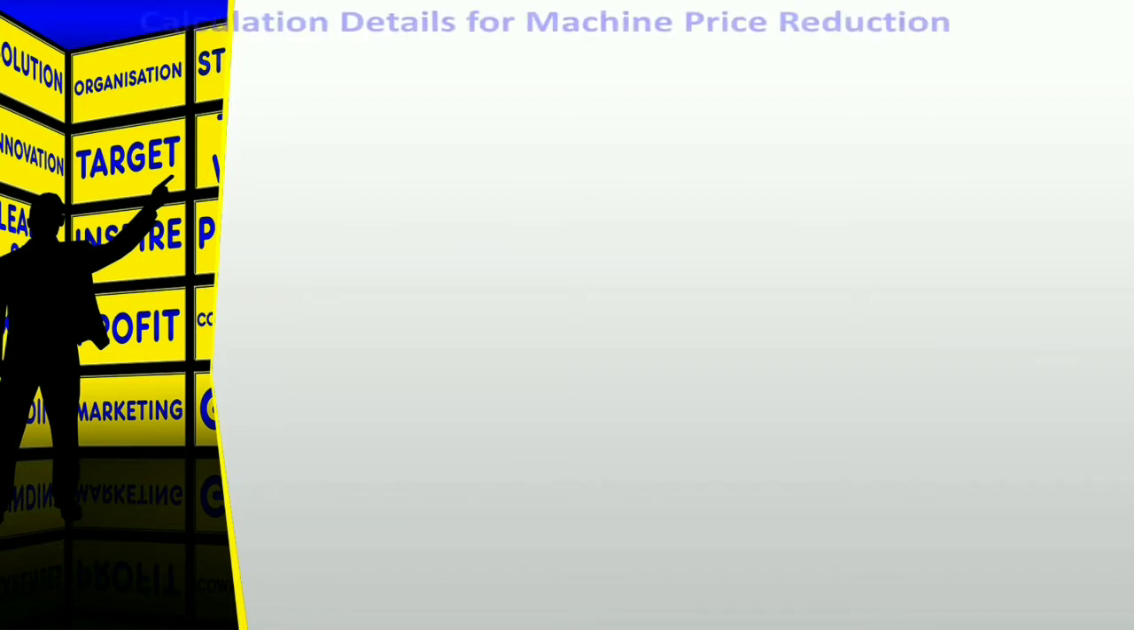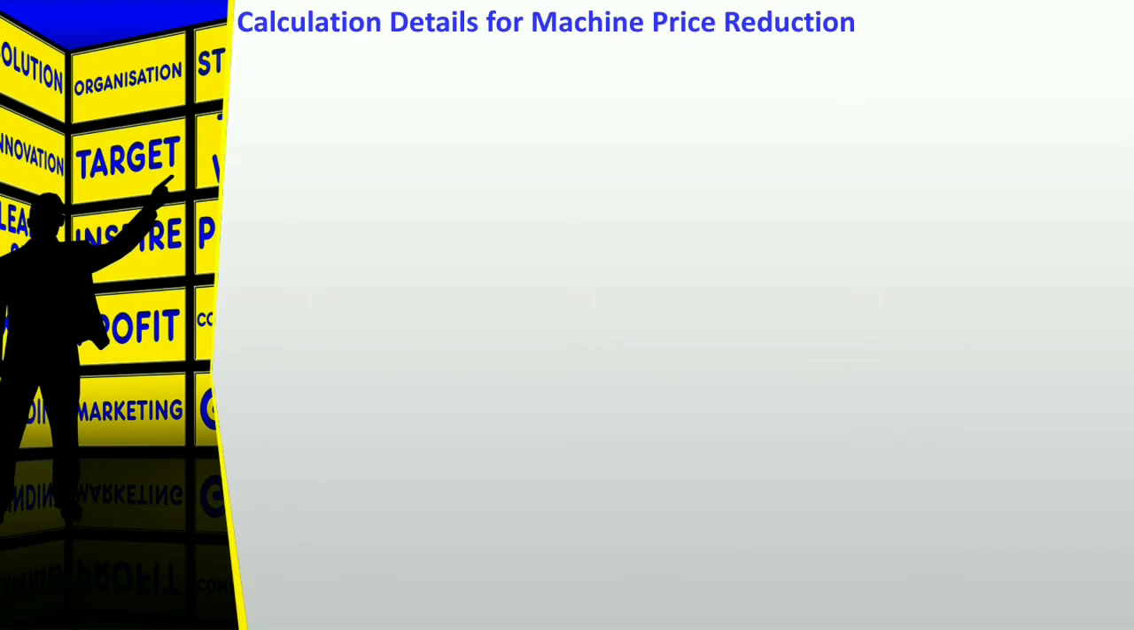Okay, before I show you the calculation details, I really hope that by looking at the detailed calculation of machine price reduction, maintenance cost accumulation, total and average, you will understand how to get these values. And if you still don't understand how to get these values, you can comment the problem below and I will answer as best I can. Okay, this is the calculation detail for machine price reduction.